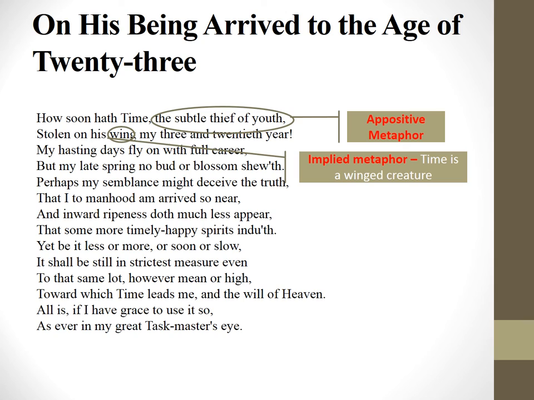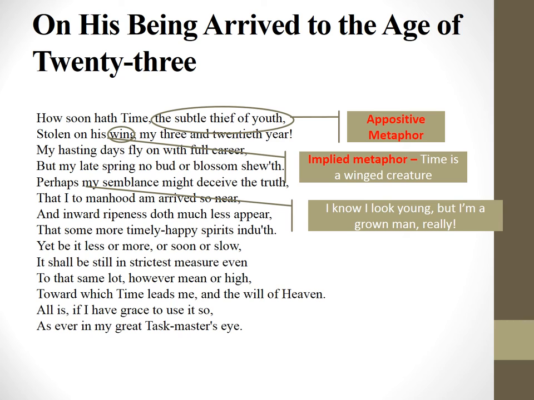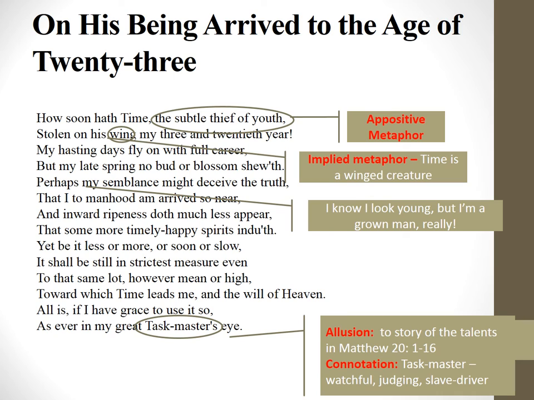And then, of course, he talks about, I know I look young, but I'm really a grown man. And then at the end, he talks about God as his great taskmaster. It's kind of interesting. It's an allusion to the story of the talents in Matthew 21 through 16. The taskmaster is somebody who's in charge of a group of workers. It's interesting that he would use this word because when you talk about taskmaster, its connotation is not a positive one. It's watchful, judging, a slave driver.